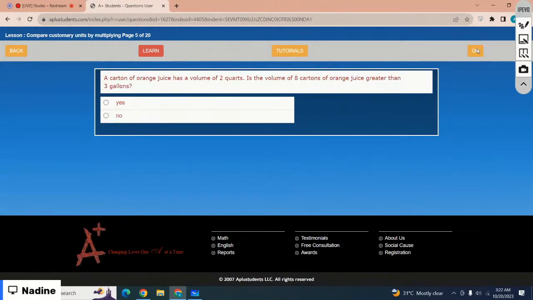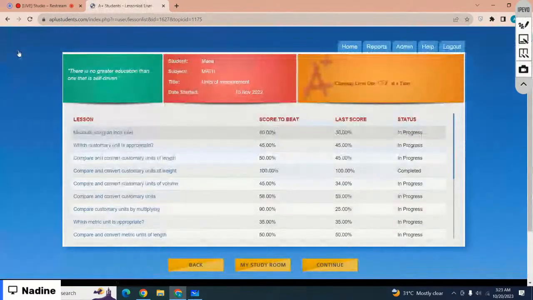Okay, you can complete the lesson by yourself later today. Let's just move on to the next lesson. The next lesson is which metric unit is appropriate.